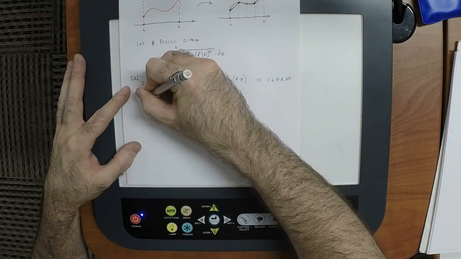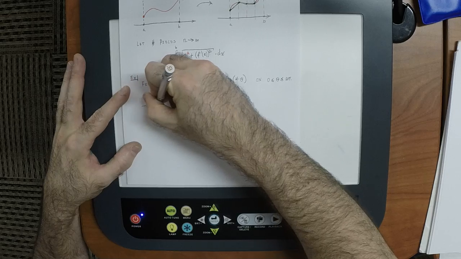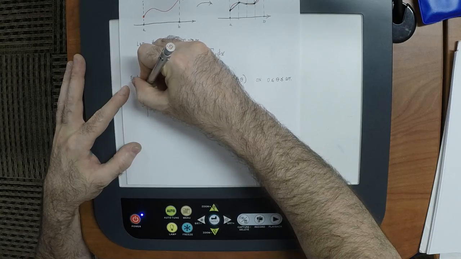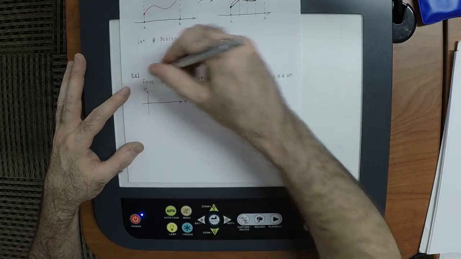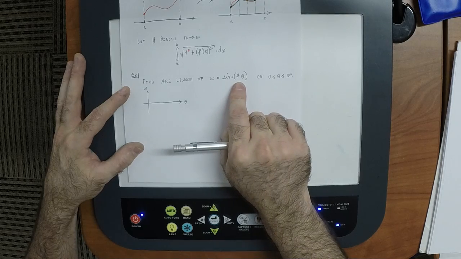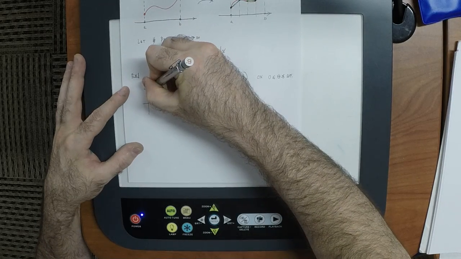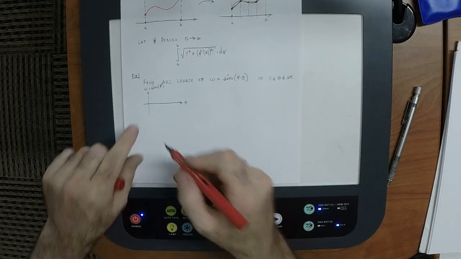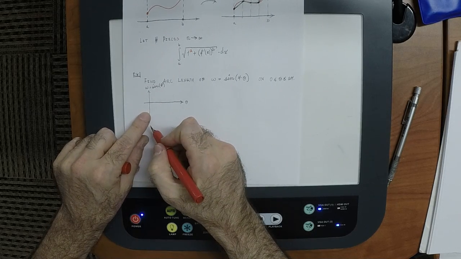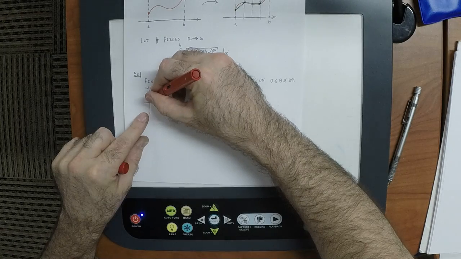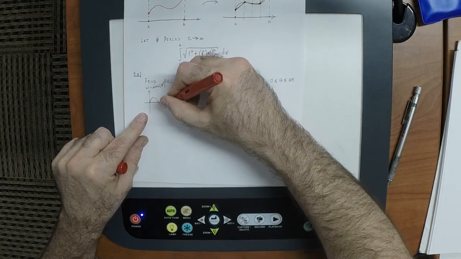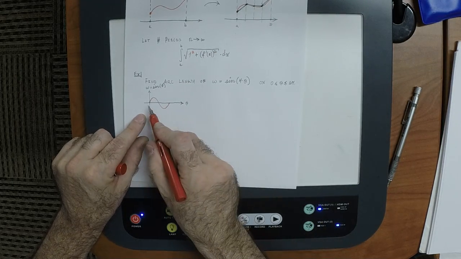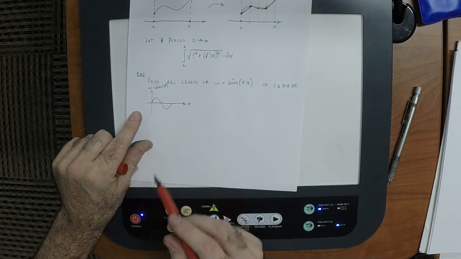So if we were to plot this, then this would be the theta axis and this the W axis. And if we were to plot, instead of sine of 4 theta, just sine of regular old theta, then we'd have a sine wave. So where does sine start? Zero. At 0, right? And then it goes up. So it would kind of do this. So that would be one full cycle, right? So that'd be 0 to 2 pi.